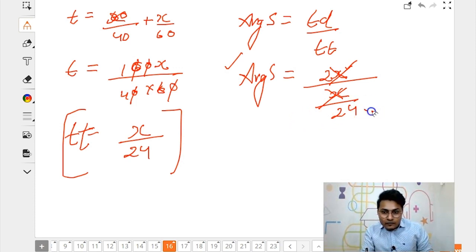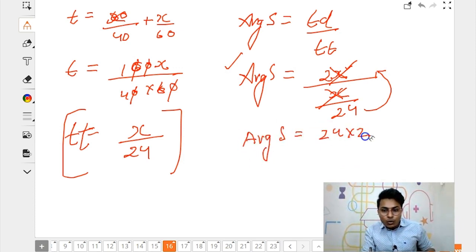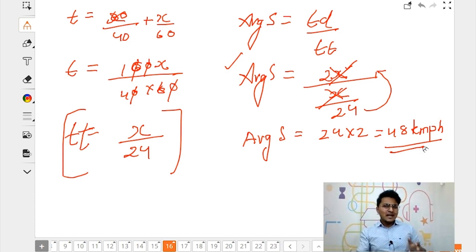So you are only left with 24 and 2 on the numerator, giving you a value of average speed equal to 24 into 2, which is nothing but 48 kilometers per hour. Wasn't that magic, guys? That was magic, right?